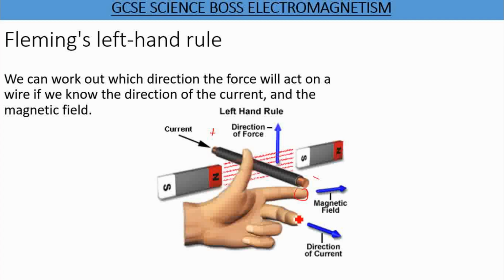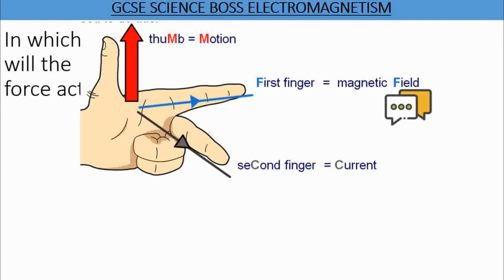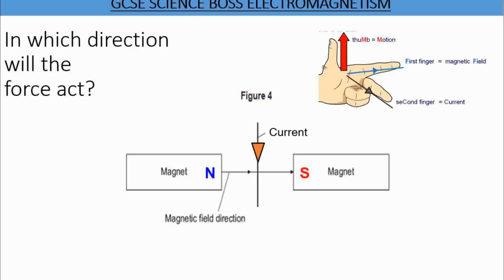Your current is coming out of the board right here, or out of your screen. Notice that your thumb is pointing upwards. That means that if I place this wire inside of this magnetic field, it will jump upwards. So you need to know this for Fleming's left-hand rule. Your thumb will show the motion, your first finger will show the magnetic field, and your second finger will show the current, or you point that into the current. So let's see if you understand this.